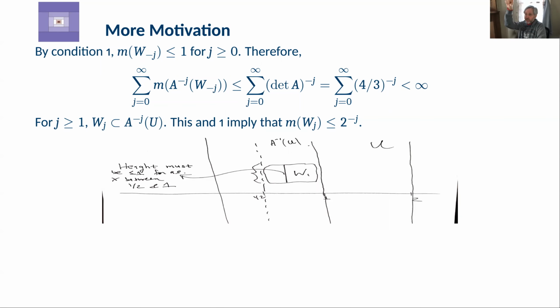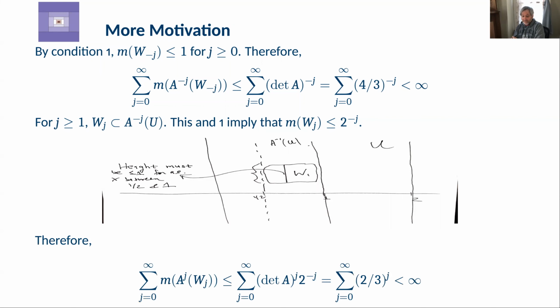Otherwise, we're going to get intersection when we move up and down. So the height has to be less than or equal to 1. The width is a half, so the measure is a half. And that's true for each one of these slabs. We get the stronger estimate on the measure of wj: they have to be less than or equal to 2 to the negative j.